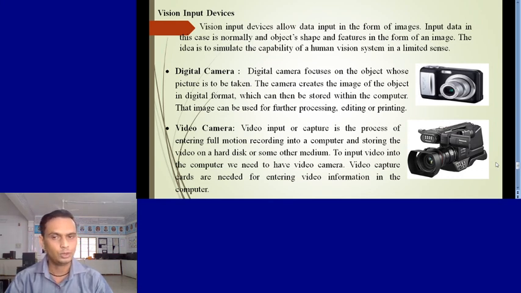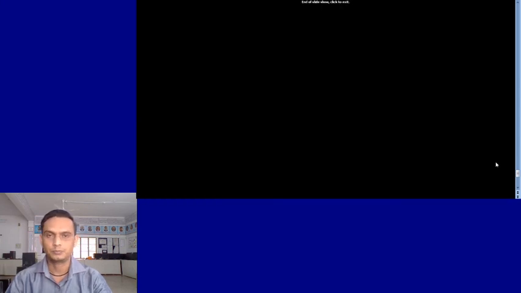Video camera or video input or capture is the process of entering full motion recording into the computer and storing the video on the hard disk or some other medium. To input video into the computer, we need to have a video camera. Video capture cards are needed for entering video information into the computer system.